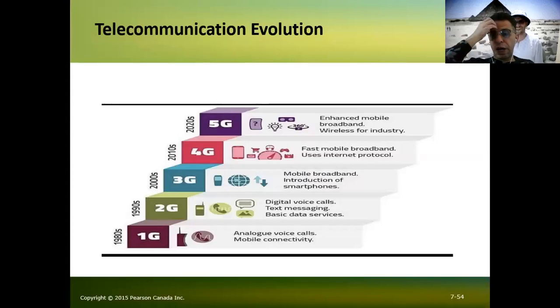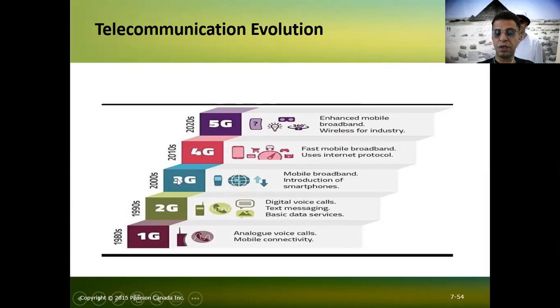So when we come back to talk about the telecommunication evolution in general, we started with 1G, where we spoke about analog voice calls and mobile connectivity. All we were able to do was talk on the phone. And then in the 90s we had the 2G. This is when I spoke about Palm versus the communicators. They came in with digital voice calls. You can text message and you can do a basic data service here in the 2G. BlackBerry came in this area also.